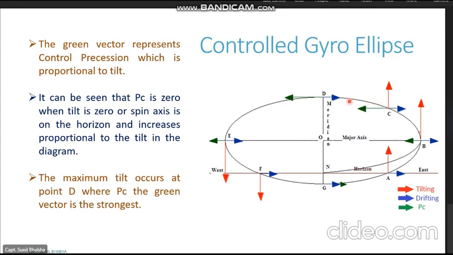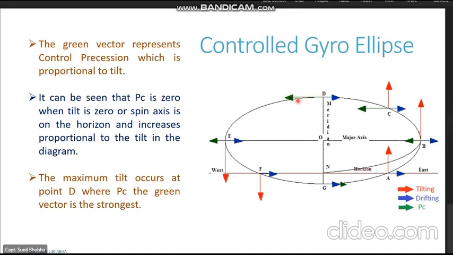We move further along the ellipse and we reach point delta. If you observe carefully, point delta is the highest tilt point in the elliptical path. So maximum tilt is present here at point delta, and you can see that the control precession is also the strongest, having the maximum magnitude anywhere in the ellipse. The maximum magnitude of control precession is at this point because control precession is directly proportional to tilt. Direction is westerly as we have an upward tilt.